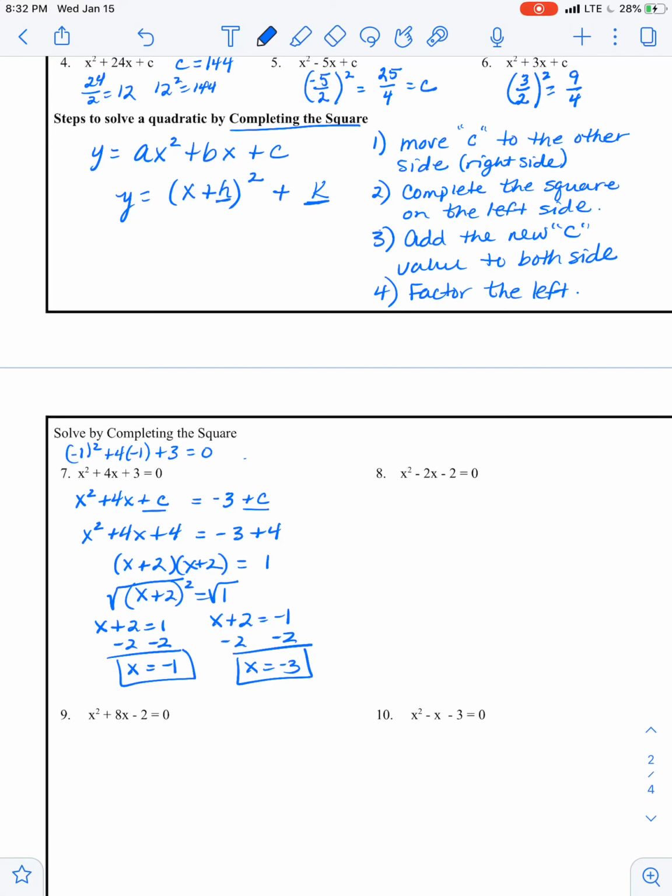So again, let's just read what we say. On number 1, move the C to the other side. So I'm going to just add that over.